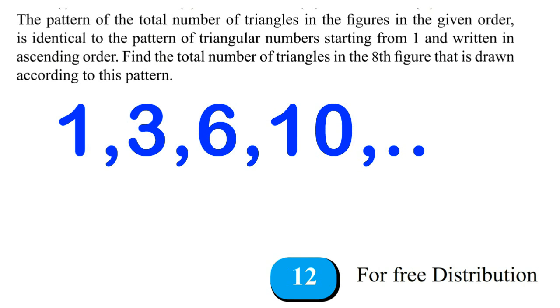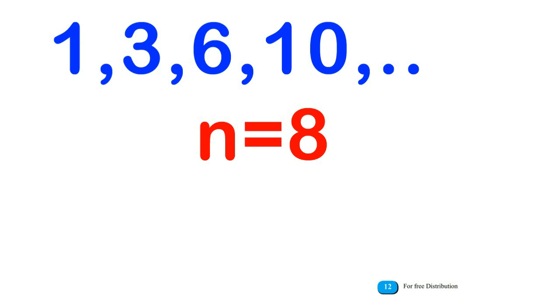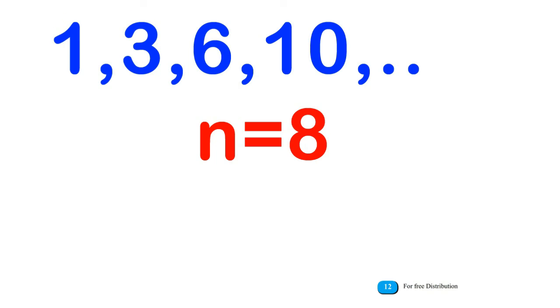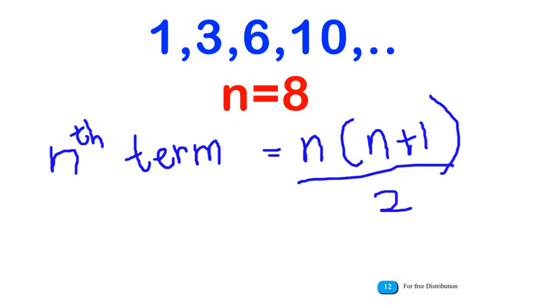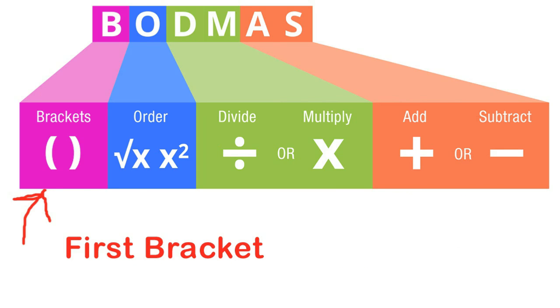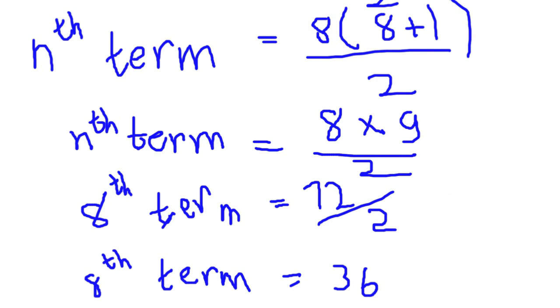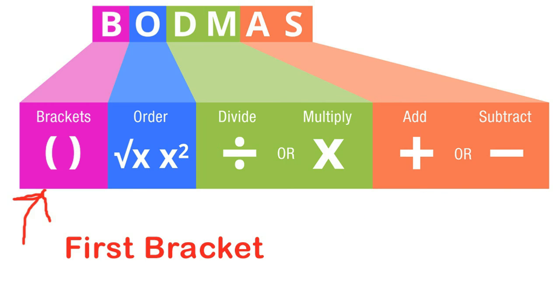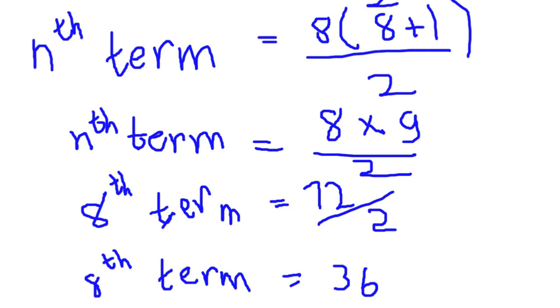Find the total number of triangles in the 8th figure. The 8th figure means the 8th term. If you get the value of the 8th term using the general term, that value equals the total number of triangles in the 8th figure.